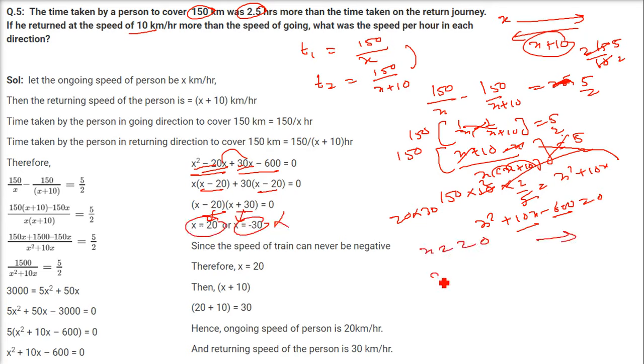So x equal to 20 is the going speed, and x plus 10, that is 30, is the returning speed. So 20 and 30 are the solutions, the going and returning speeds.